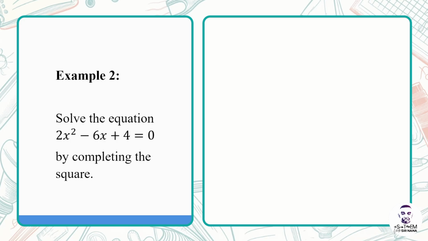So the question says that we should solve by completing the square, and the equation given to us is 2x squared minus 6x plus 4 is equal to 0. Remember that the first step in completing the square is to ensure that the coefficient of the x squared is 1. So we divide through each side by 2, and that gives us x squared minus 3x plus 2 is equal to 0.